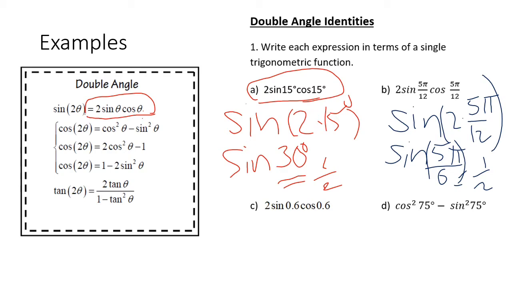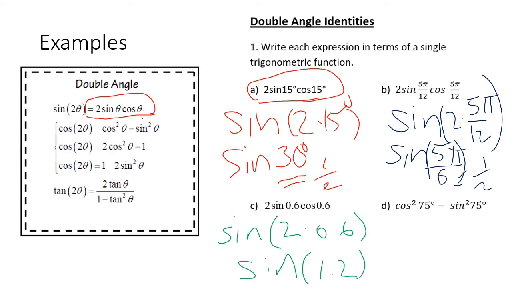Part C happens to be the same as well. 2 sine of an angle, cosine of an angle. So we're going to set it up the same way. Sine 2 times 0.6. Now this time we don't have an angle that we can find an exact value for, so we're just going to go ahead and do 2 times 0.6, which is sine 1.2, and we're going to leave our answer like that.